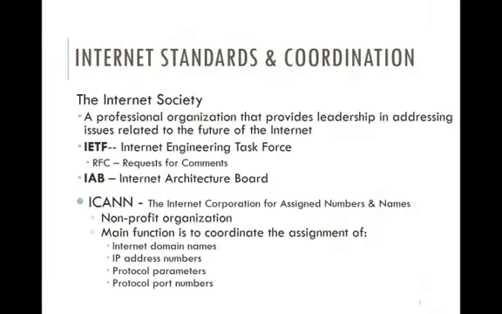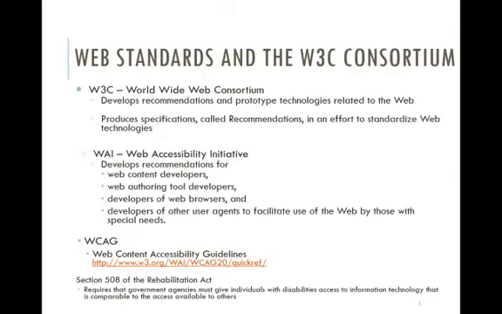We have Internet Standards and Coordination, and the Internet Society is a professional organization that provides leadership in addressing these issues. IETF stands for the Internet Engineering Task Force, and they get requests for comments, whereas the IAB is the Internet Architecture Board. Now, ICANN is the Internet Corporation for Assigned Names and Numbers, and they're a nonprofit organization that coordinates the assignment of domain names, address numbers, protocols, and port numbers. Now, don't worry if you don't understand what any of this means at this time. We're going to get into that in detail soon.